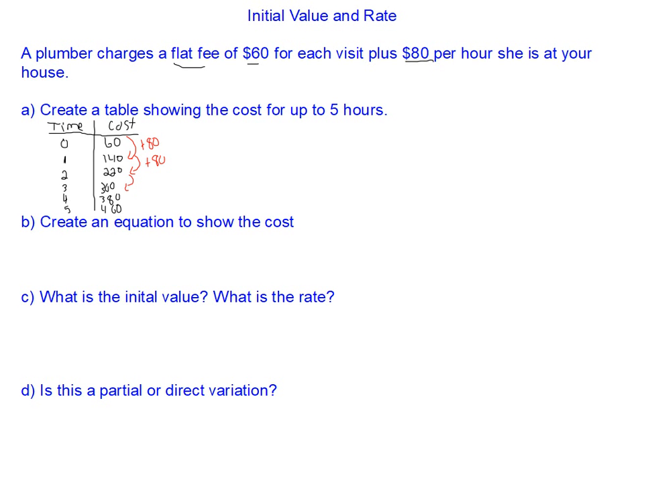That tells us that this is a linear relationship. It's going up by the same amount every time. If we were to graph it, and we will graph it just roughly without a grid, so you can see what's going on. So we increase by $80 every time.